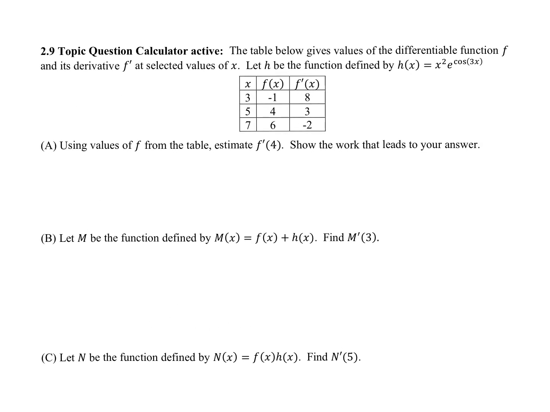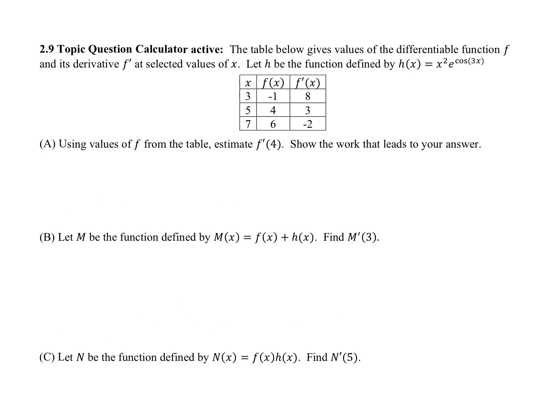Okay, 29 of the notes. Let's take a peek. It says, this is from an AP classroom question. It says, hey, using the values in the table above, estimate f prime of 4, and they're trying to trick you on something, guys. If we're estimating f prime of 4, f prime just means slope.